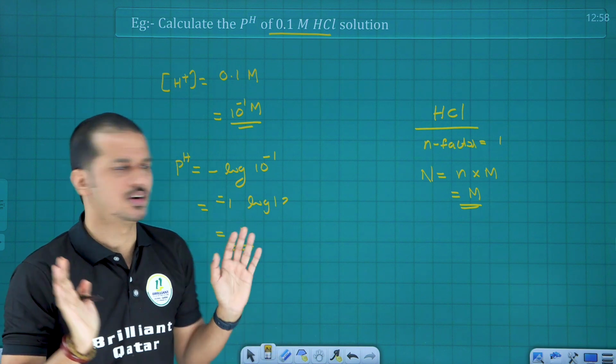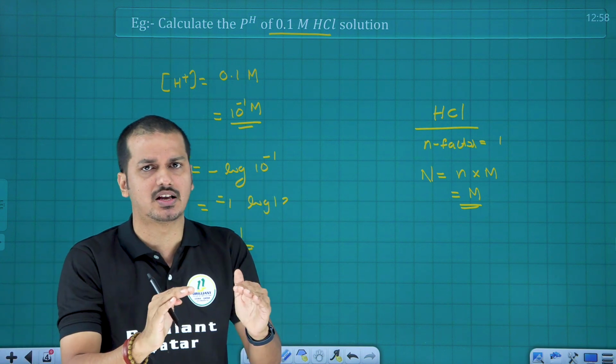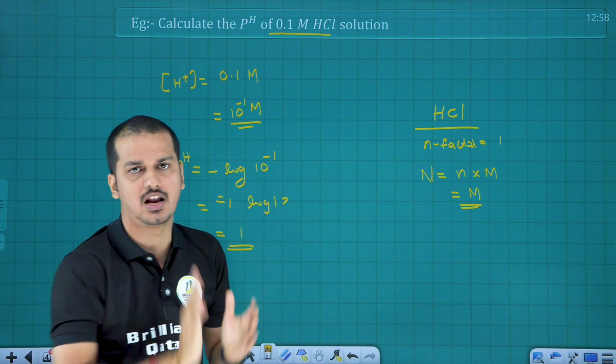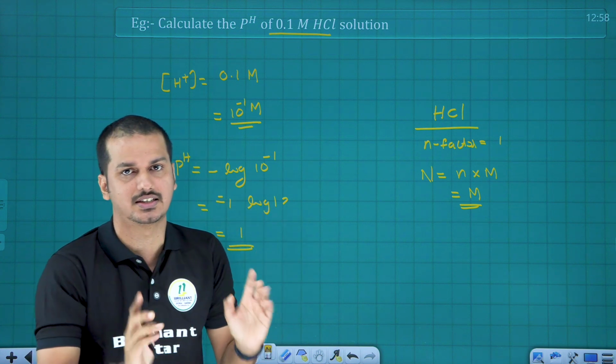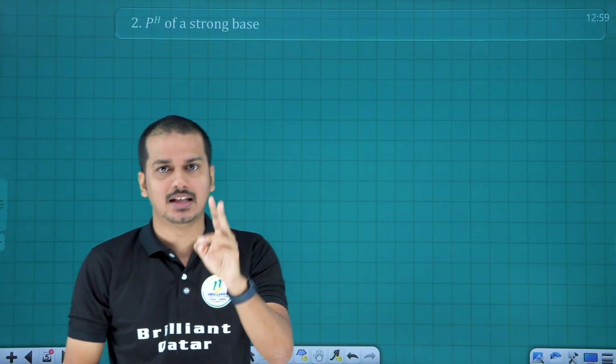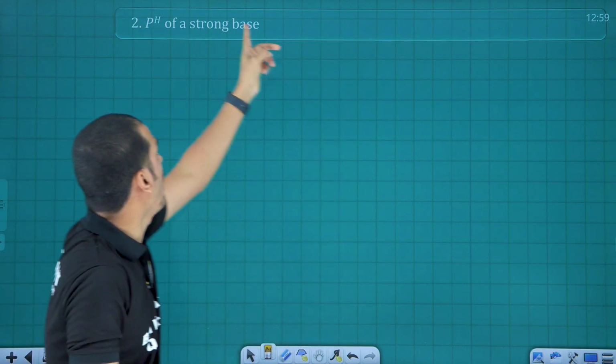Simple. Directly we got pH equal to 1. pH less than 7 only will come at 298 Kelvin for a strong acid. This way we can calculate if they are asking about a strong acid. Clear? Yeah. Then we can go to the second type, that is pH of a strong base.